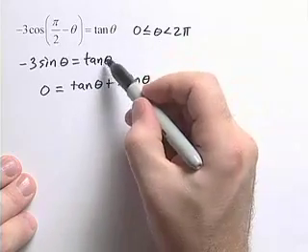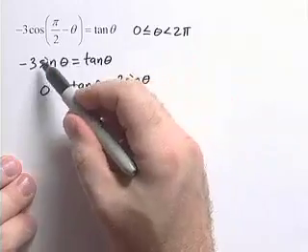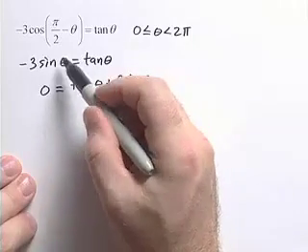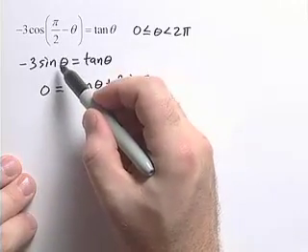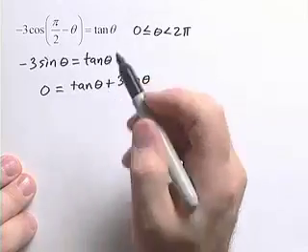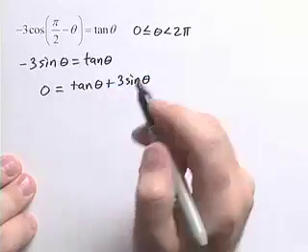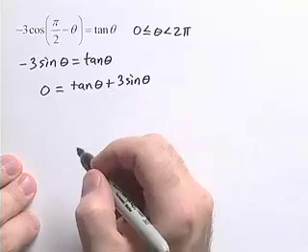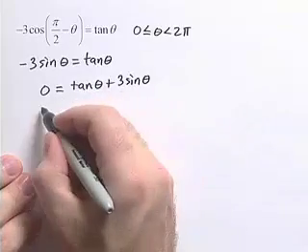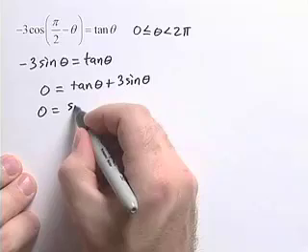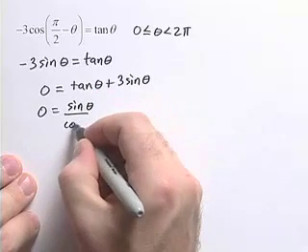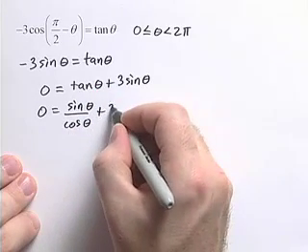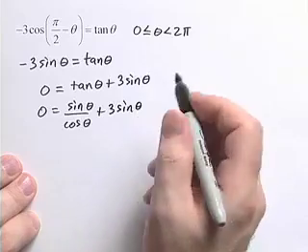Now, even though we know tangent is sine over cosine, we need to resist the temptation to just divide by sine. Because the sine value can actually be 0, we don't want to divide by 0. So we're going to add 3 sine theta to both sides. So here we have 0 equals tangent theta plus 3 sine theta. We're going to rewrite tangent as sine of theta over cosine theta, plus 3 sine theta.